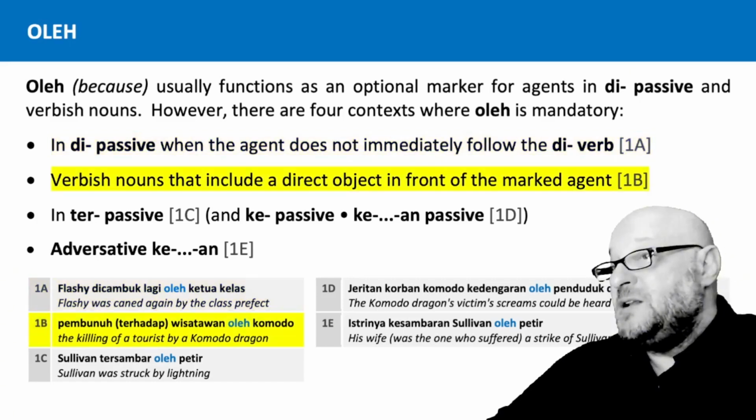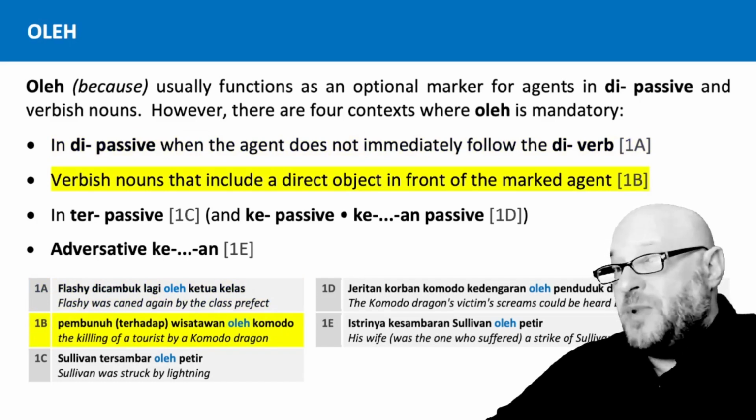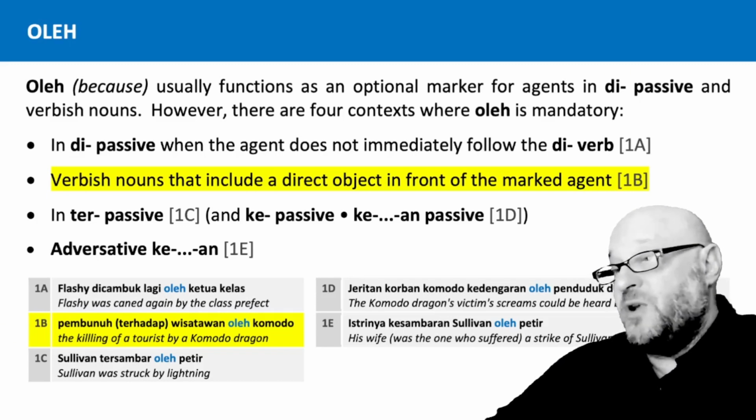Verbish nouns that include a direct object in front of the marked agent. Example 1b, pembunuhan terhadap wisatawan oleh Komodo, the killing of a tourist by a Komodo dragon.